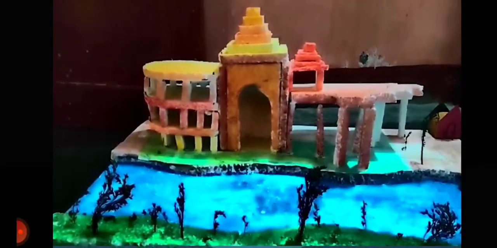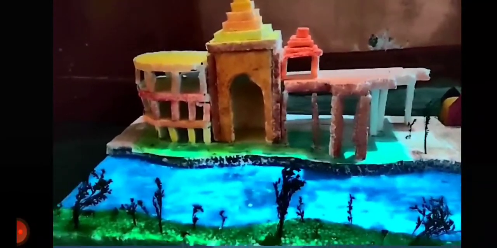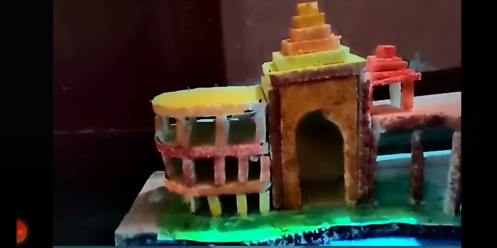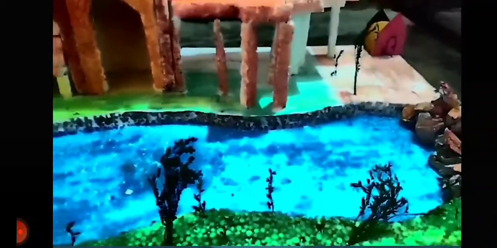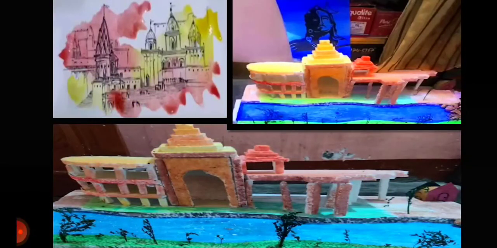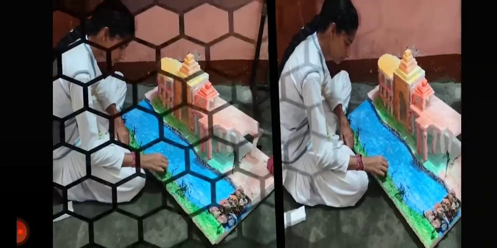It's the model which is made by Chanchal. Here we have taken thermocol and used different colors. We just decorated it. It also has artificial plants and many more things. There are some pics of it also. She is making the model.